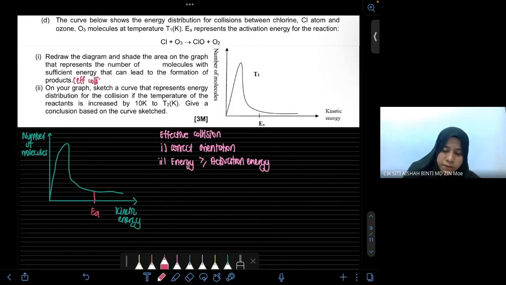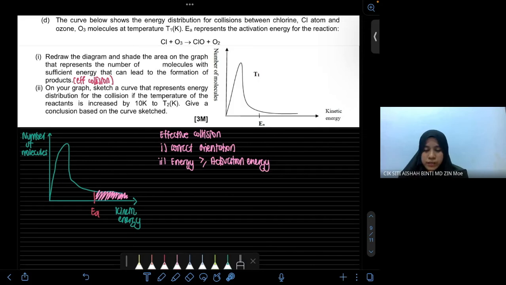Effective collision, so it must be when the kinetic energy is higher than the activation energy. So which one? It's actually here, the part that is higher than our activation energy here. Okay. So that is your question number 1. Maxwell-Boltzmann seems difficult, but it is quite straightforward.